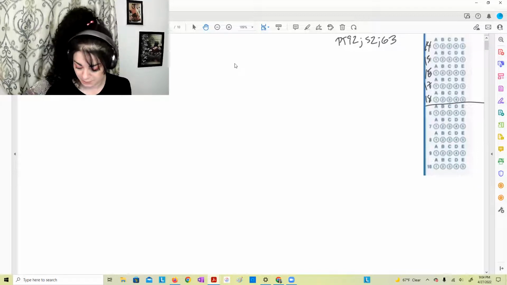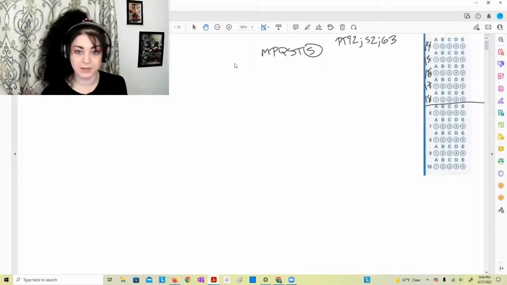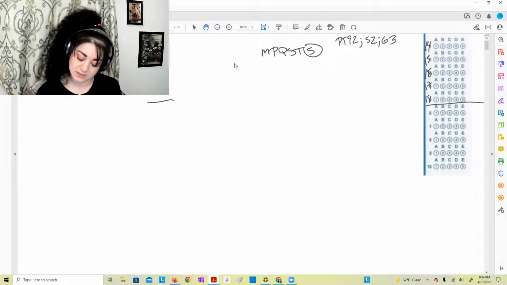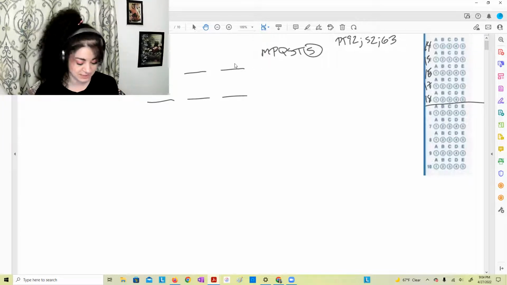Let's say that M, P, Q, S, T are going to be distributed onto our base. Now, some of you might wonder why I am setting up 6 spots when we only have 3 available spots. It's because it just keeps it neater for me. This to me visually makes more sense.